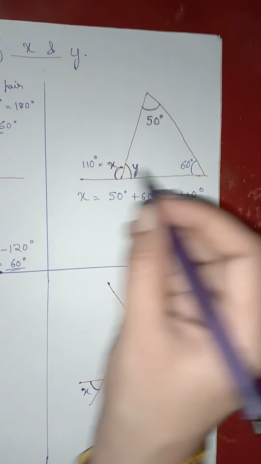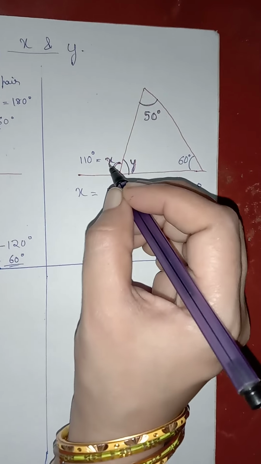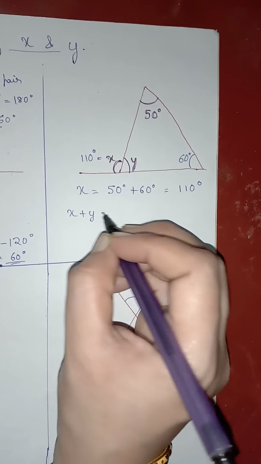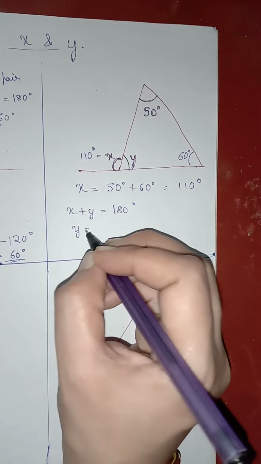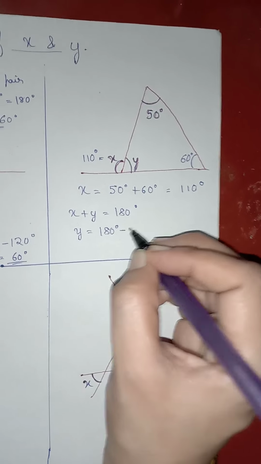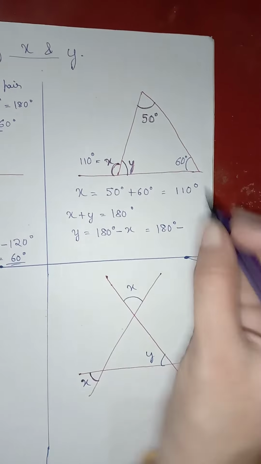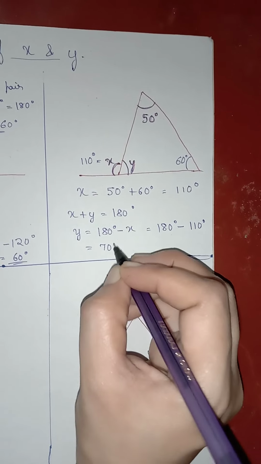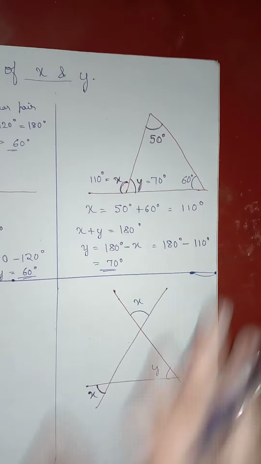Now y, let us use the method of linear pair. So you have x plus y equals 180 degree. Y we don't know. Y is equal to 180 degree minus x, that is 180 degree minus 110 degree. So we have y equal to 70 degree. So this is how you calculate x and y for the given figure.